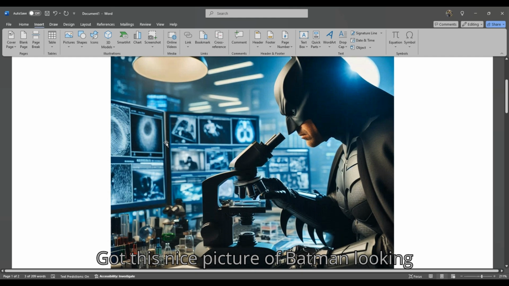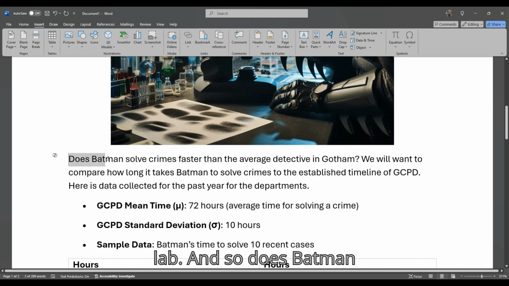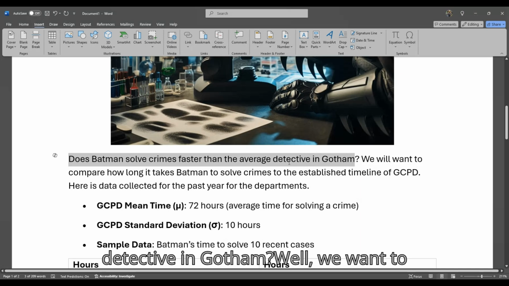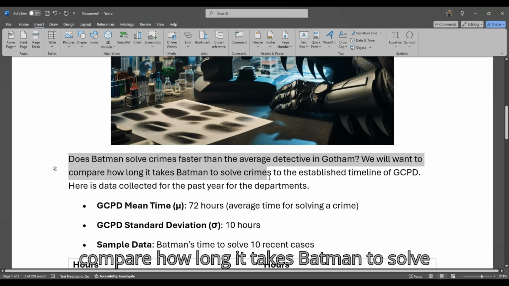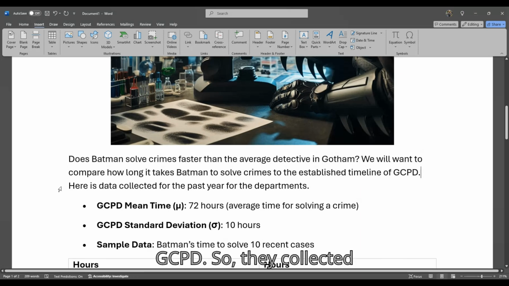So today we're talking about Batman's crime solving efficiency. Got this nice picture of Batman looking into his microscope at the Batcave lab. And so, does Batman solve crimes faster than the average detective in Gotham? Well, we want to compare how long it takes Batman to solve crimes to the established timeline of GCPD.